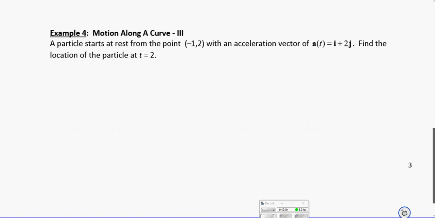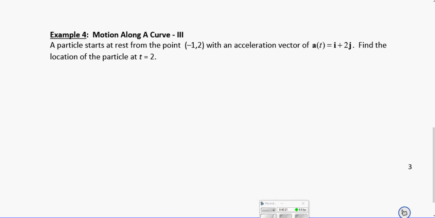All right. Let's do an example where we have to work backwards. And working backwards, we have to integrate to go from acceleration to velocity. We have to integrate to go from velocity to position. Each horizontal and vertical component will have the plus c. So I've given you the acceleration vector. The velocity vector is going to equal the integral of the acceleration vector.